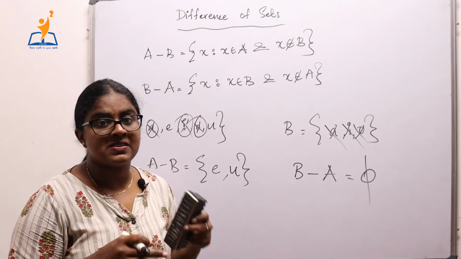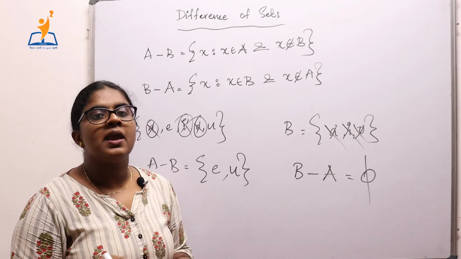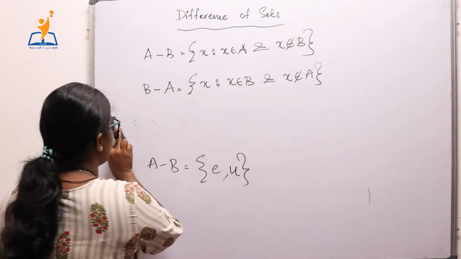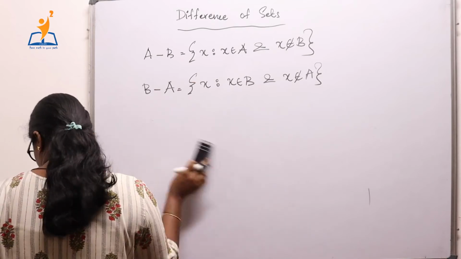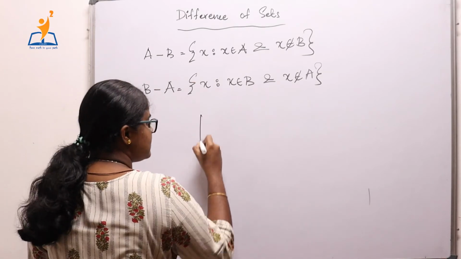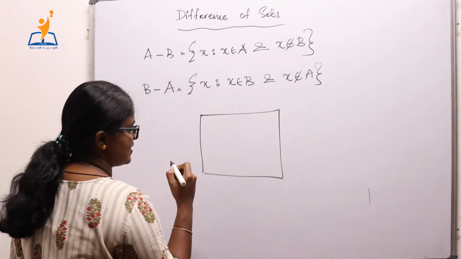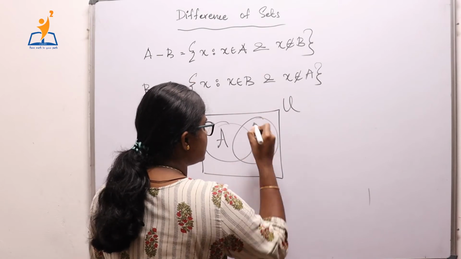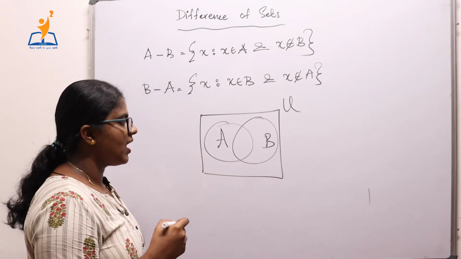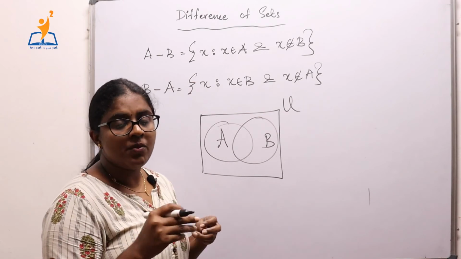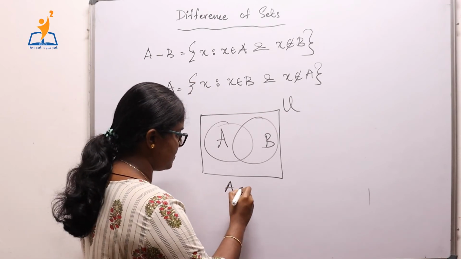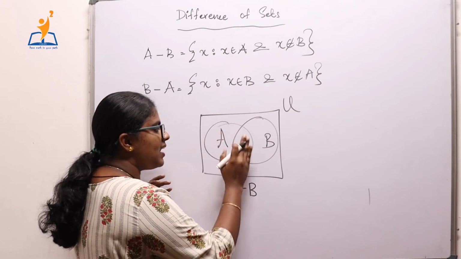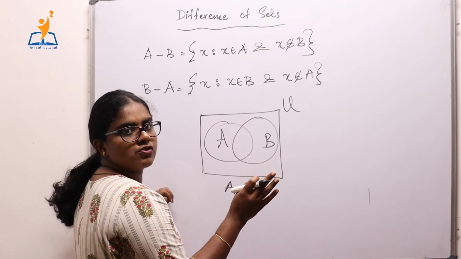Now let's represent this A minus B and B minus A using Venn diagrams. How will we represent that? Now this is our universal set. Let this be A and this be B. So we have two sets A and B. We want to write A minus B first. A minus B is the set of all elements from A, but it should not belong to B.